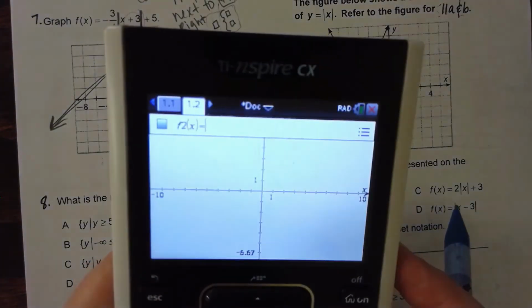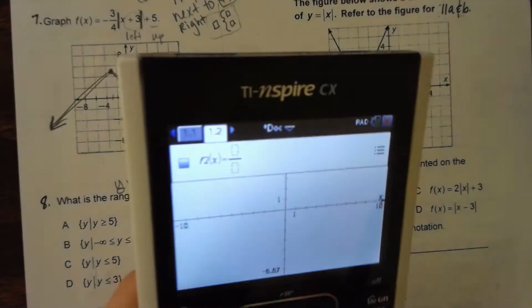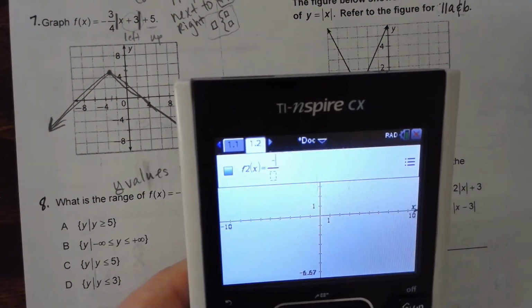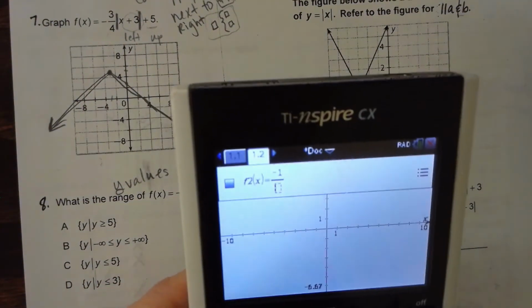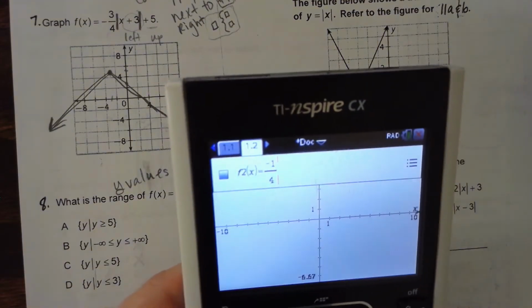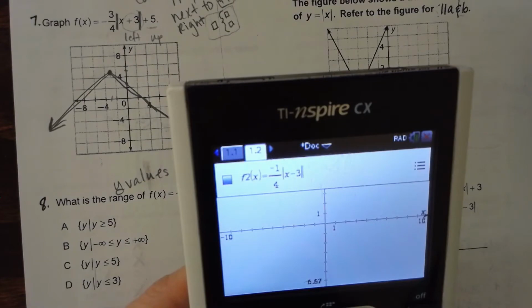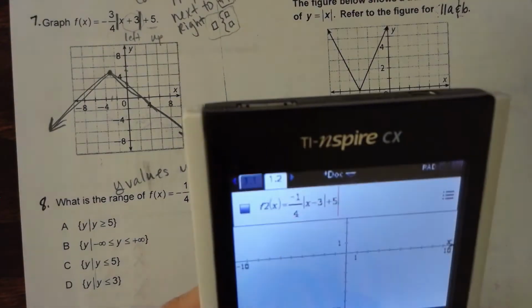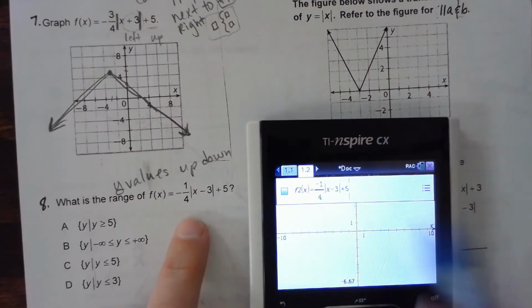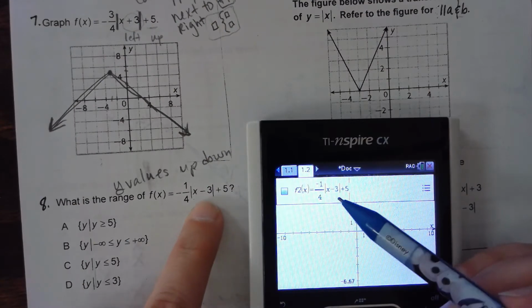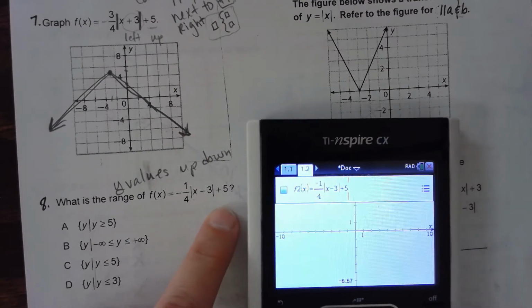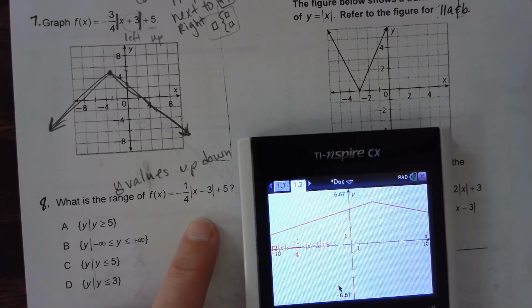Okay, so I'm going to type in my equation. You can't figure out domain and range of a graph without seeing its picture. It's not really something fun you want to do, so make sure you type it in your calculator and make sure it matches. Okay, -1/4, absolute value x minus 3 plus 5, hit enter. This is my graph.